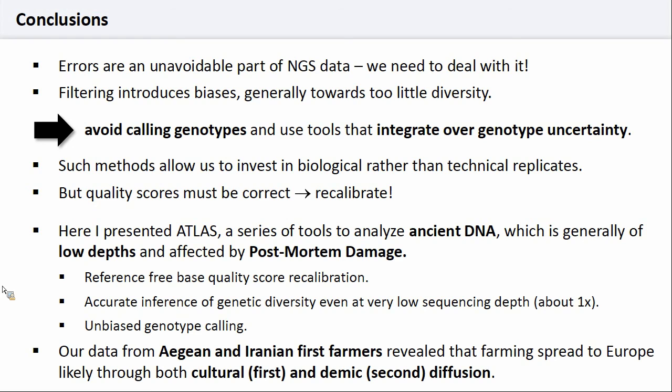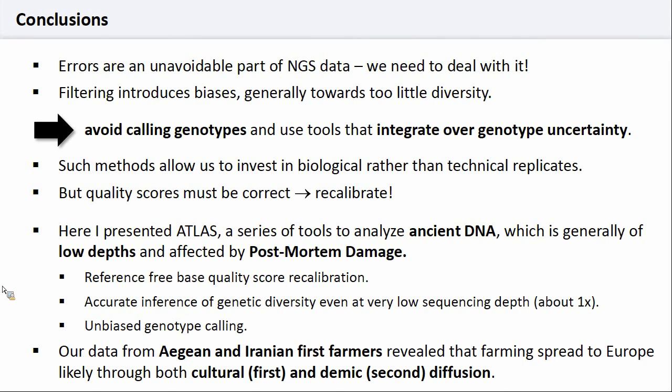We can infer accurately the genetic diversity of individuals, even if you have sequencing depths as low as 1x, right? Which, if you think about it, is quite remarkable. You have, on average, one single copy per site, but you can still tell how many sites are heterozygous in a region just by integrating over all uncertainty. And in the end, if we use all these tools, we also arrive at unbiased genotype calling. So we don't bias our genotypes towards the reference nor towards modern samples. And only this allows us to properly compare ancient samples with modern samples.